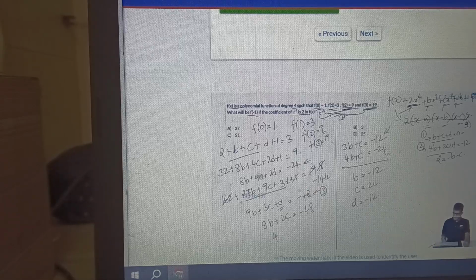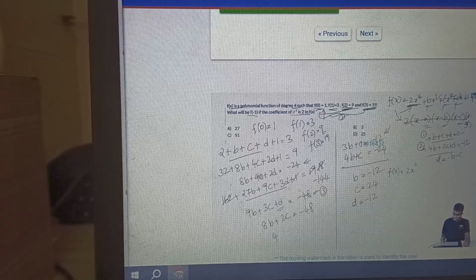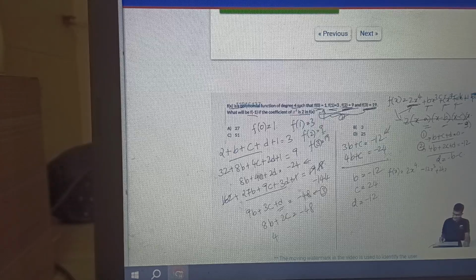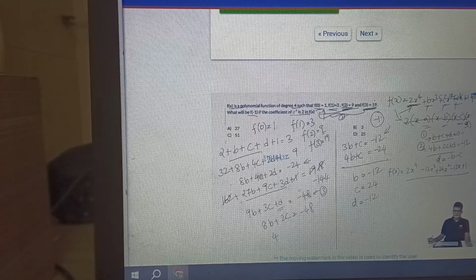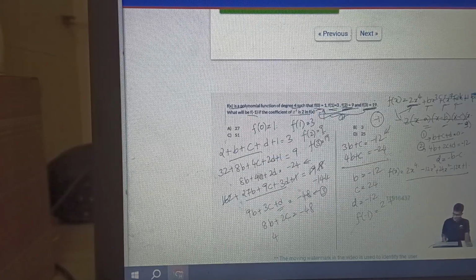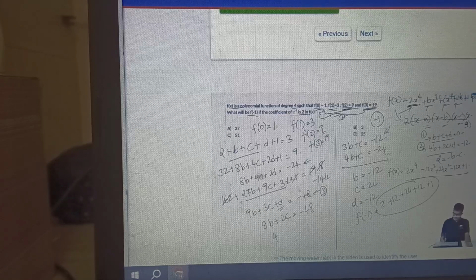Now the function f of x is equal to 2 into x to the power 4 minus 12x cube plus 24x square minus 12x plus 1. This is the value of f of x. Now if you substitute the value of x to be equal to minus 1, the value of f of minus 1 will be equal to 2 plus 12 plus 24 plus 12 plus 1. This is equal to 51, which will be the value of f of minus 1.